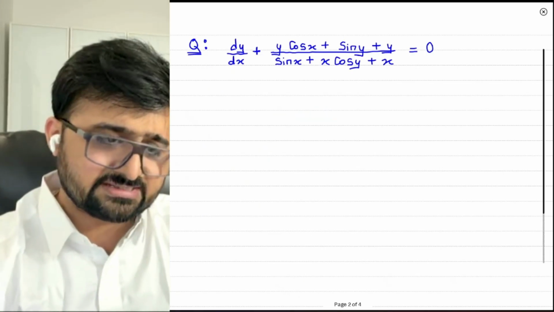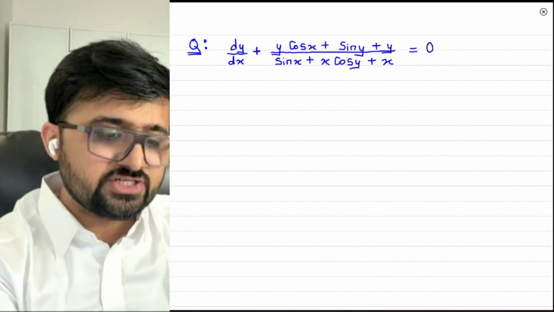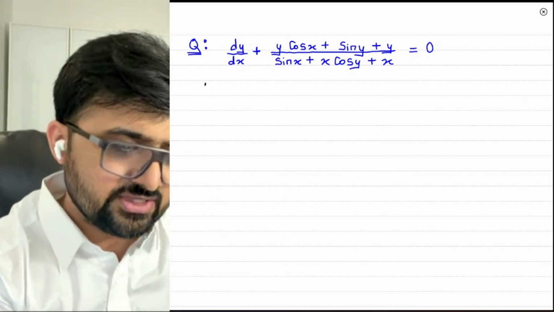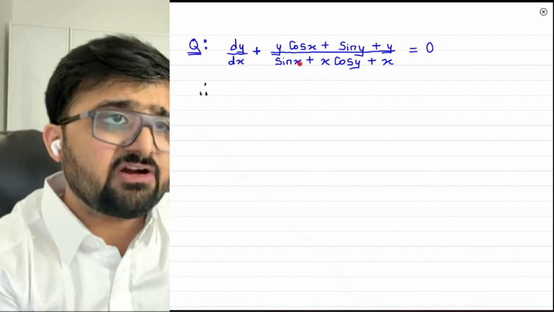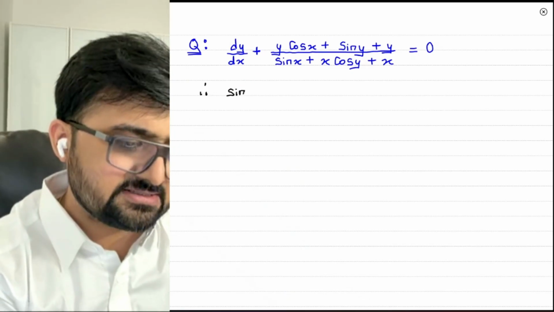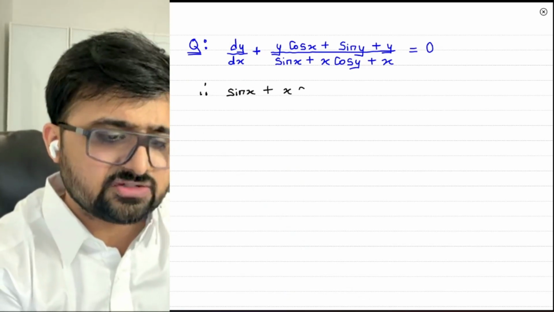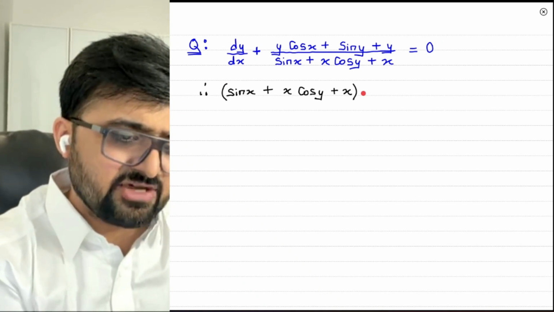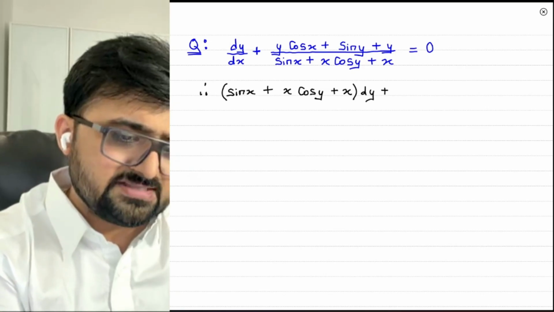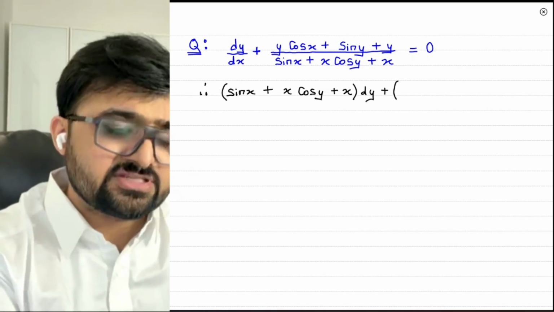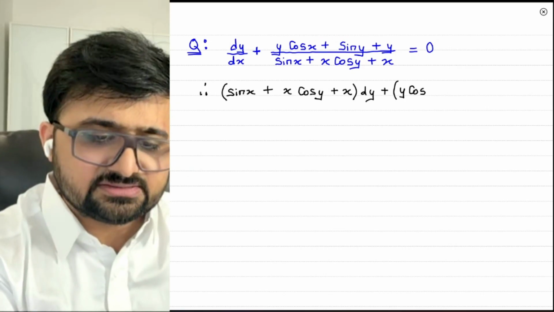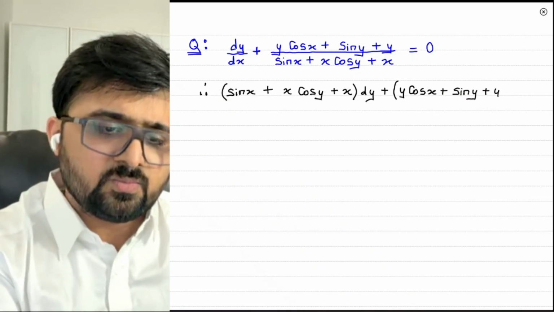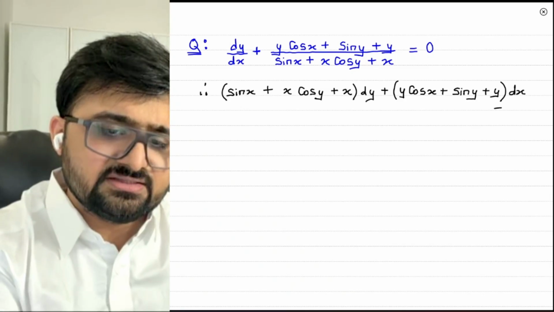Let's start by looking at an example. Now let's convert this equation in terms of M dx plus N dy. Just cross multiply this. So we have dy times this term: sin x plus x cos y plus x, times dy, plus this term times dx: y cos x plus sin y plus y, times dx. This is equal to 0.